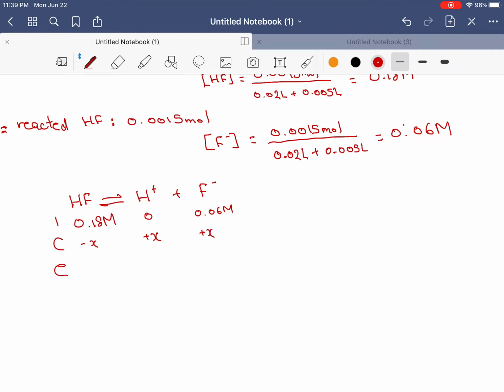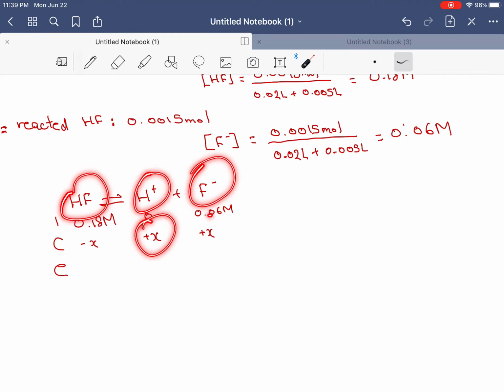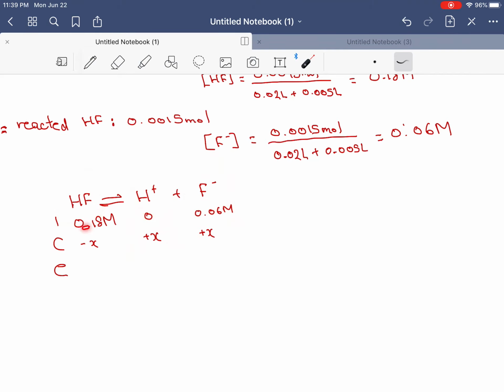And you're going to get more of these too, because whenever HF dissociates, you're going to get H and you're going to get F, so you're going to get more of these and less of these. All right, at equilibrium, you're looking at 0.18 minus X. At equilibrium, H is X. That's exactly what we want to find out. And at equilibrium, F will be 0.06 plus X.